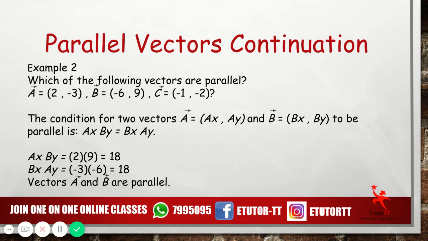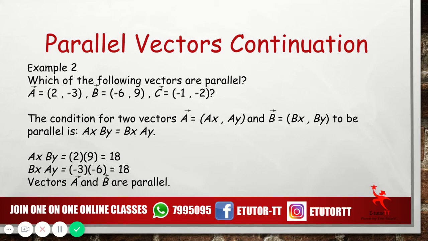Example 2. Which of the following vectors are parallel? So we have vector A equals (2, -3), vector B equals (-6, 9), vector C equals (-1, -2). The condition for two vectors A equals (AX, AY) and B equals (BX, BY) to be parallel is AX times BY equals BX times AY, as mentioned a couple of slides ago. I know it says A and B here, but you could also do the same with C. Those letters are just letters that they use. It could be C, it could be D. It doesn't have to necessarily be A and B.